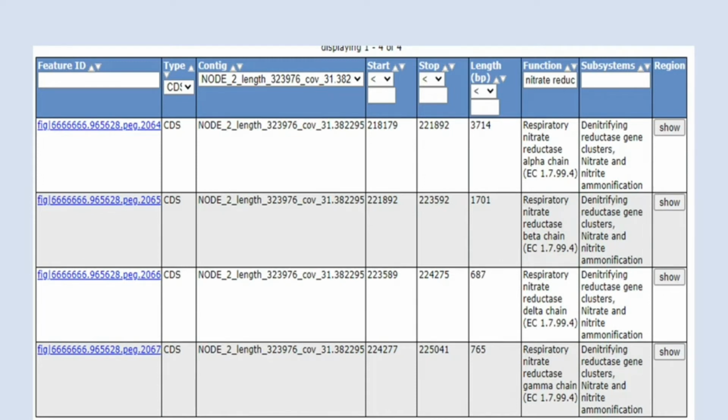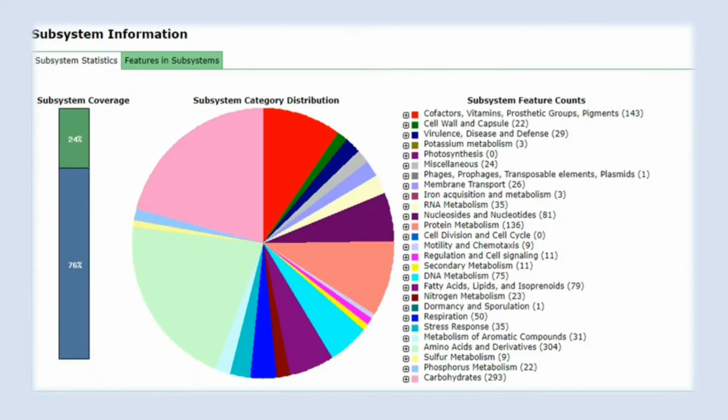142 reductase, and as you can see here, there are 4 nitrate reductases that are responsible for the reduction of silver ions into nanoparticles. Here in this image, you can see the subsystem information. These are the categories and features that are encoded or related to. You can see here there are 143 related to cofactors, vitamins, prosthetic groups, and pigments, 22 related to cell walls and capsules, 28 to virulence, diseases and defense. But mostly the genome is dedicated to amino acids and carbohydrates.